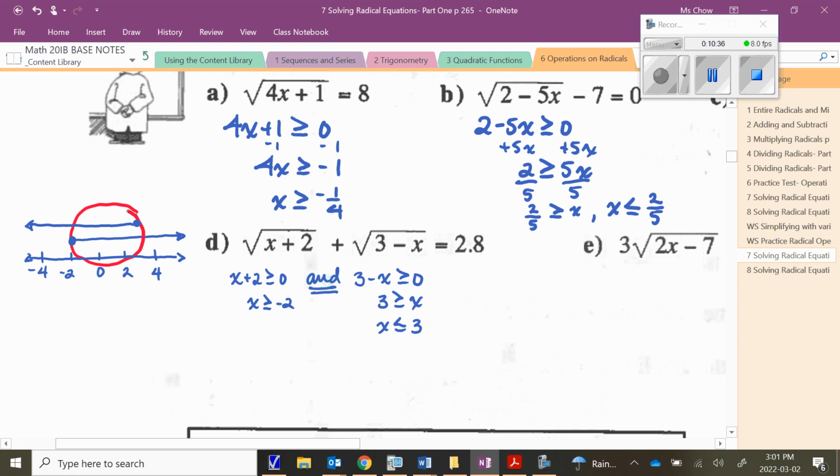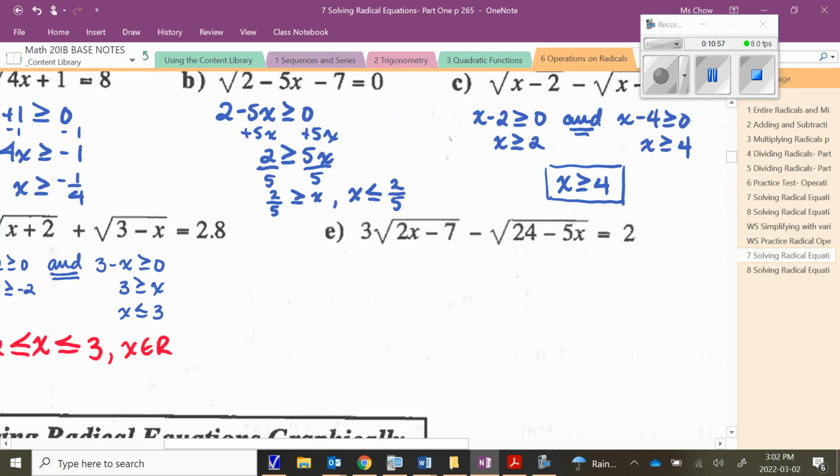Okay, so then we know that our restriction is twofold. It must be greater than or equal to -2 and less than or equal to 3. And at the same time, I probably should have been writing for all of these that x is an element of the set of real numbers.